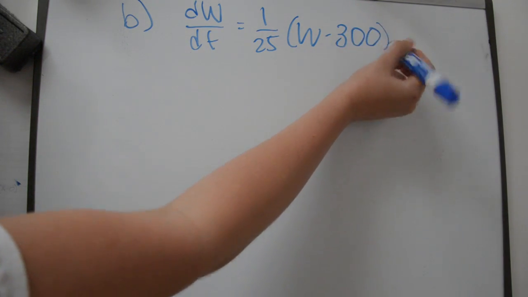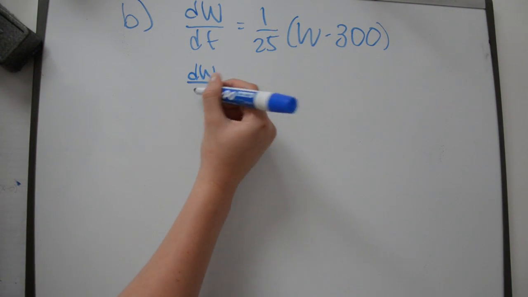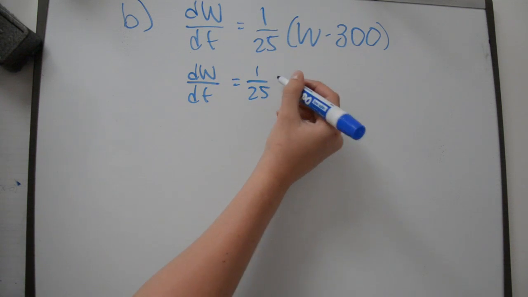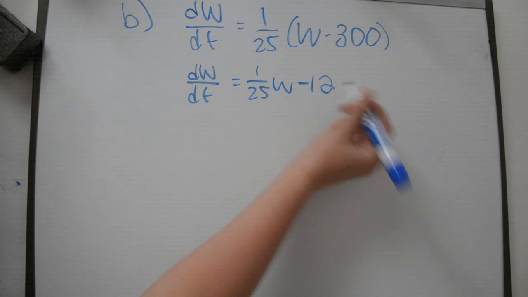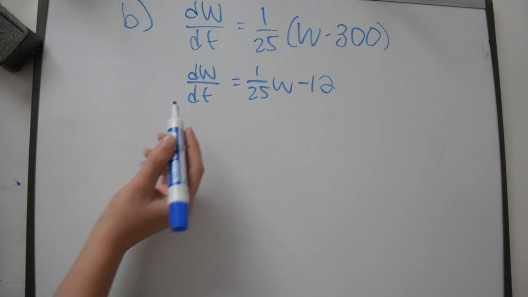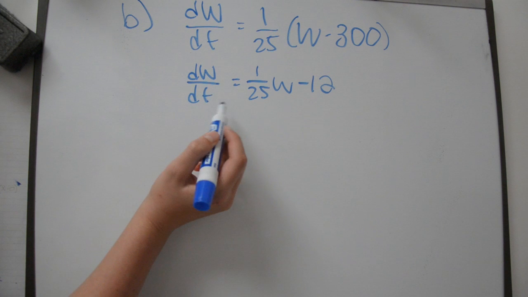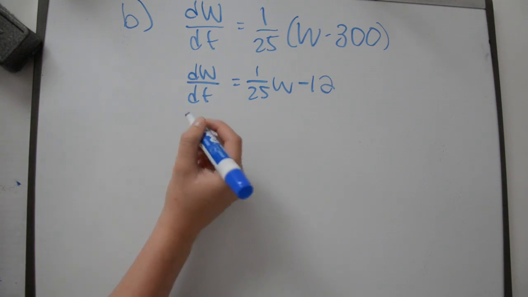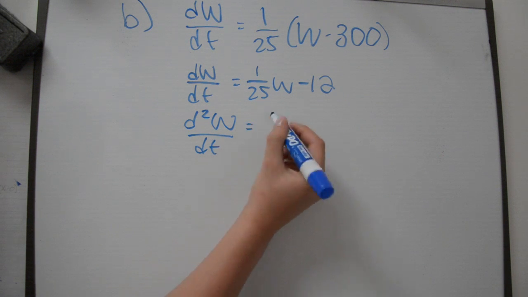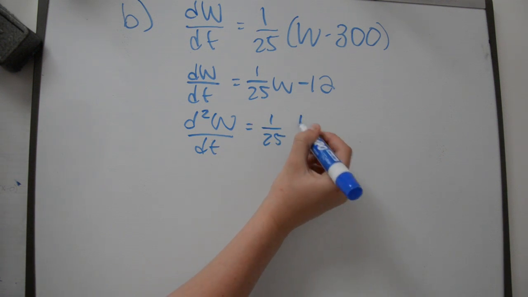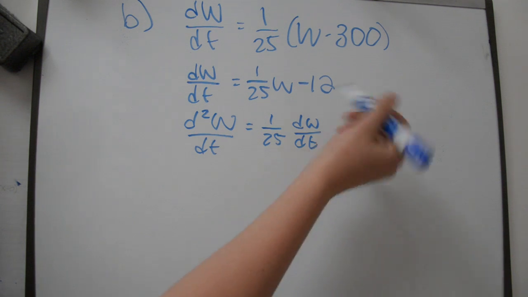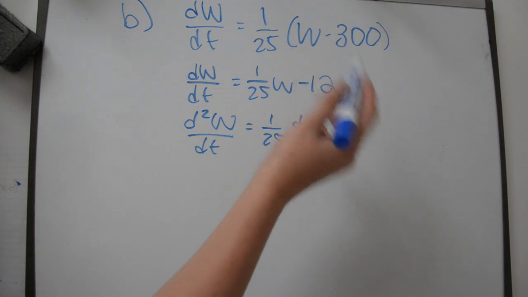Now I'm going to simplify it a little bit more and distribute the 1/25 so it's an easier function to work with. Once you're at this part, you have to keep in mind that you're differentiating with respect to t, and so once you differentiate, you get 1/25 of dW over dt minus 0, because the derivative of a constant is just 0.